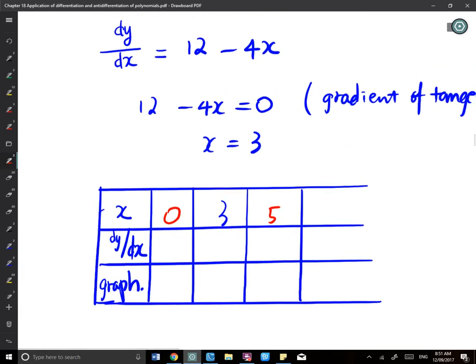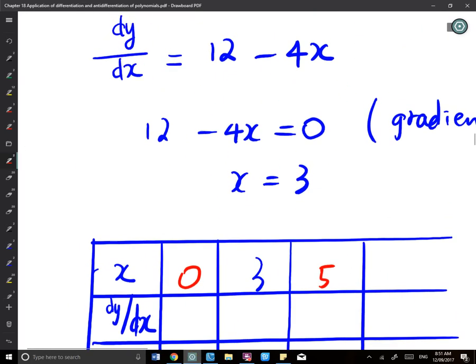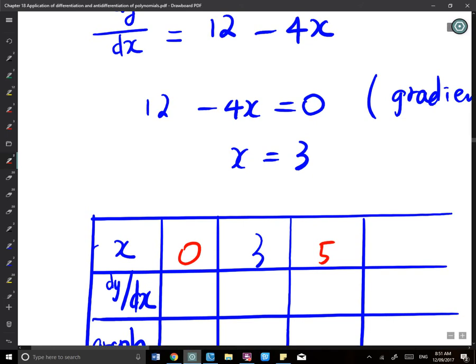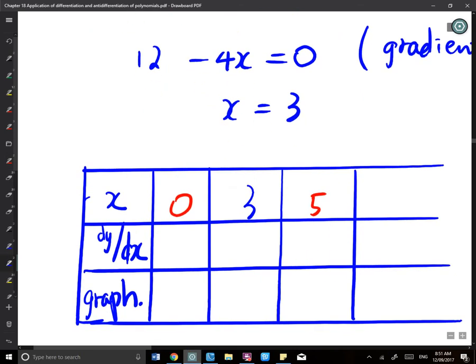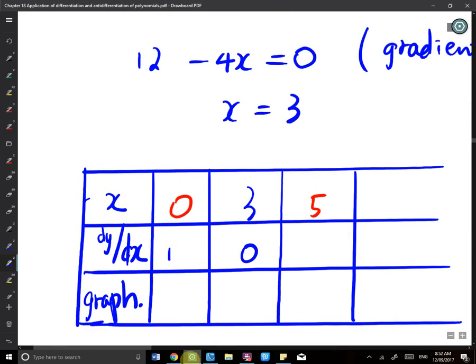What I need to substitute those points into is the derivative function, because the next line is the derivative value. You know that the derivative value at 3 is 0. That's what we solved: at 3, the derivative equals 0. So I want to see at 0 what the derivative value looks like. I put 0 into this function. You have 12. So you write 12 here.